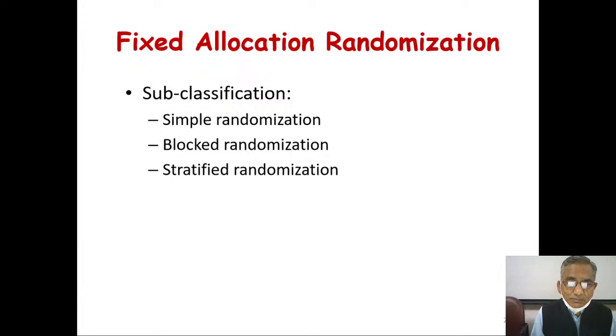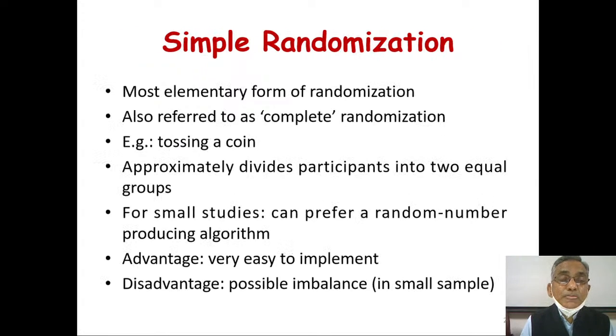And there are various sub-classifications: simple randomization, block randomization, stratified randomization. I have just some examples of each. Simple randomization is the most elementary form of randomization, also referred to as complete randomization. It is something like tossing a coin. It approximately divides participants into two equal groups. For small studies, you can prefer a random number producing algorithm. It's very easy to implement. But the disadvantage is, if your numbers are small, you are likely to get imbalance in the two groups.